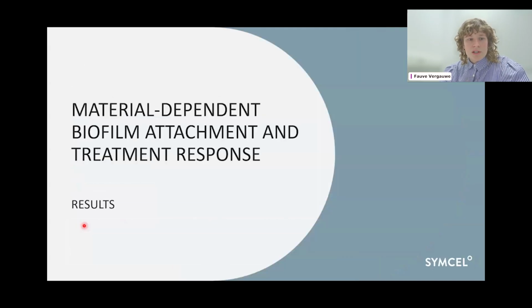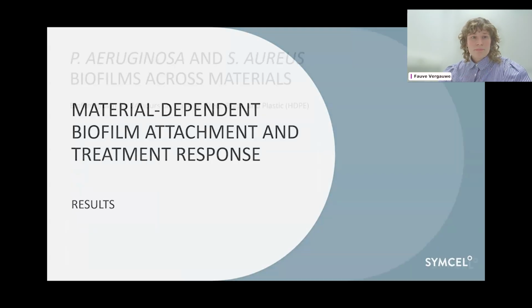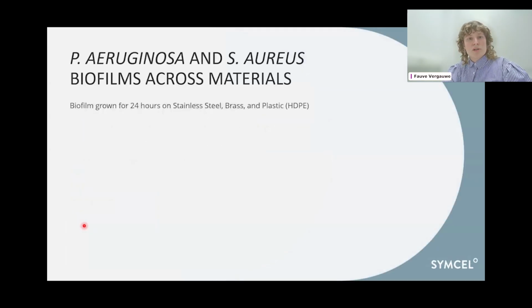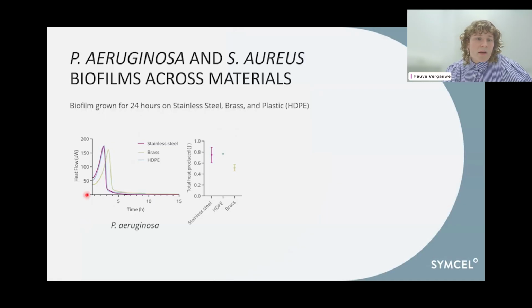So now I would like to share some results with you, some data that we obtained when we wanted to investigate how biofilm attachment and treatment response really depends on the material type. So for this, we grew Pseudomonas aeruginosa and Staph aureus biofilms on either stainless steel, brass, or HDPE plastic coupons for 24 hours. And if we look at the Pseudomonas aeruginosa data, we see that it grows really well on stainless steel and HDPE, but it seems to like the brass a little bit less.